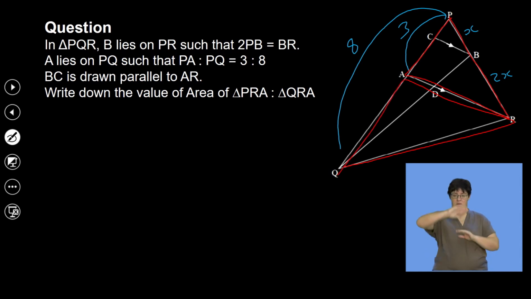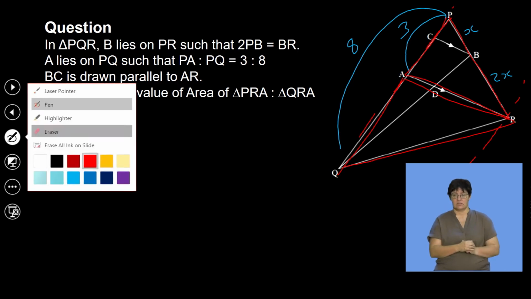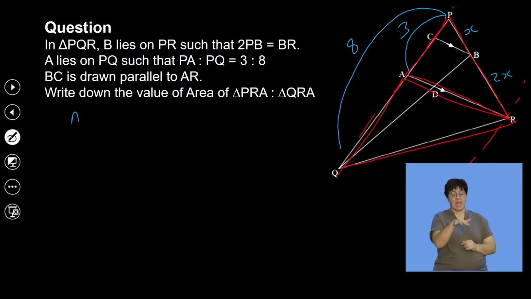QRA there, right? So automatically you can see that the parallel lines will roughly be those ones there. So it makes the RA to be my height, or the height to be from R to that A there, right? So this will mean that I will then have, firstly, you write what is the area.